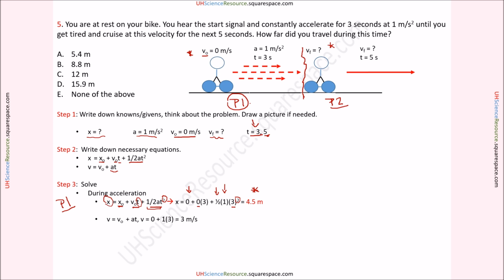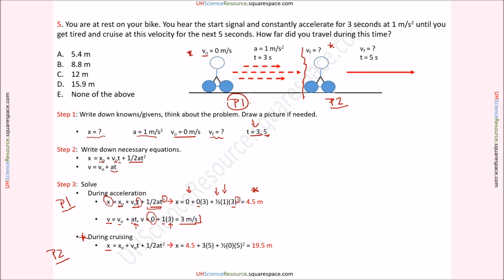Now for part 2, we need to figure out the cruising velocity at which we continue on for 5 seconds. We can figure out the cruising velocity by the equation: final velocity is equal to initial velocity plus acceleration times time. Remember, our initial velocity was 0, and we accelerate at 1 meters per second squared for 3 seconds. And so our final velocity, the cruising velocity rather, is going to be 3 meters per second. We can use that for part 2. So this is during cruising, and we can label that as part 2.